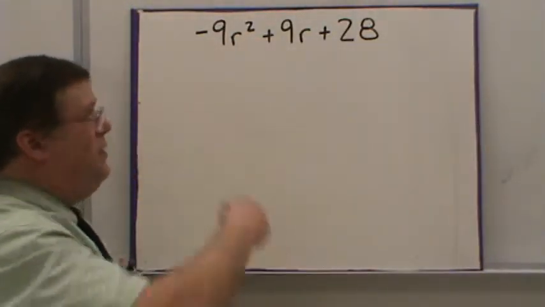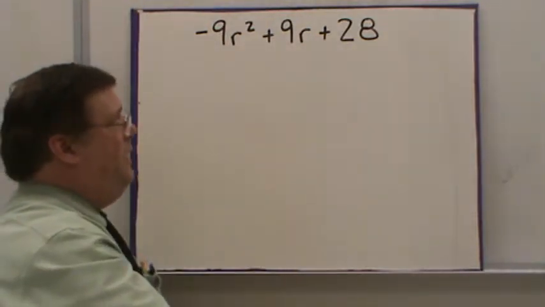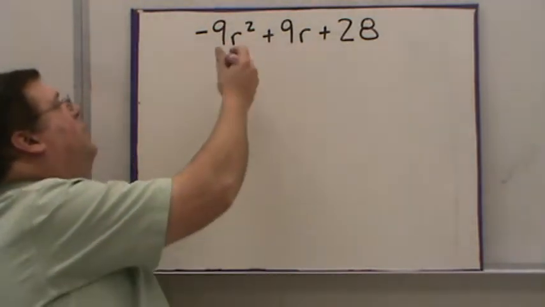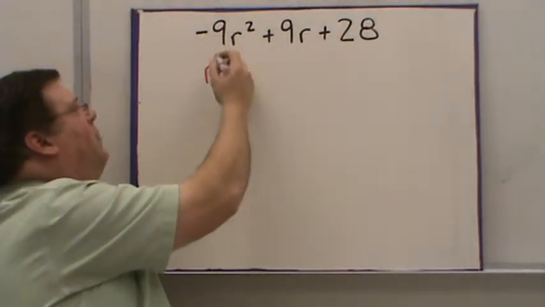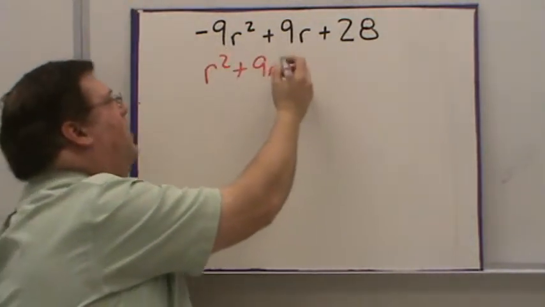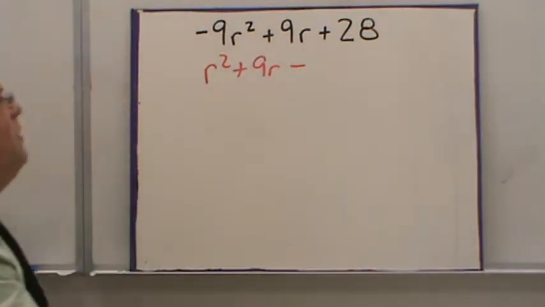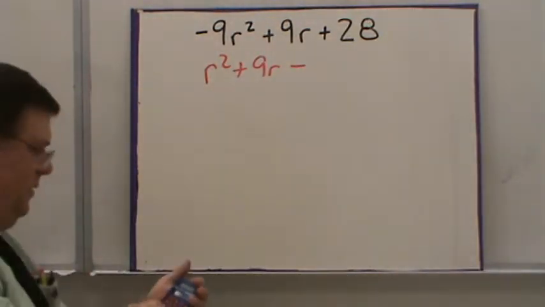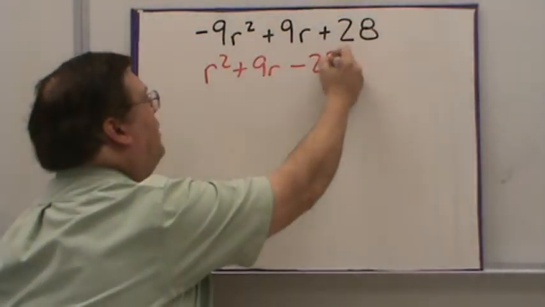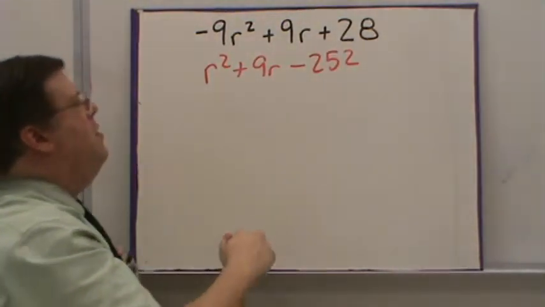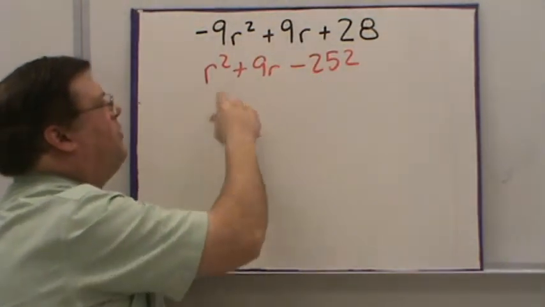Alright, this one, again, check to see if there's a common factor between all three, and there is not. So I'm going to factor out the 9. I'm going to move the 9 over by making this r squared plus 9r minus 9 times 28. 28 times 9, I get 252. Now the difference between the two factors here is only going to be a 9.